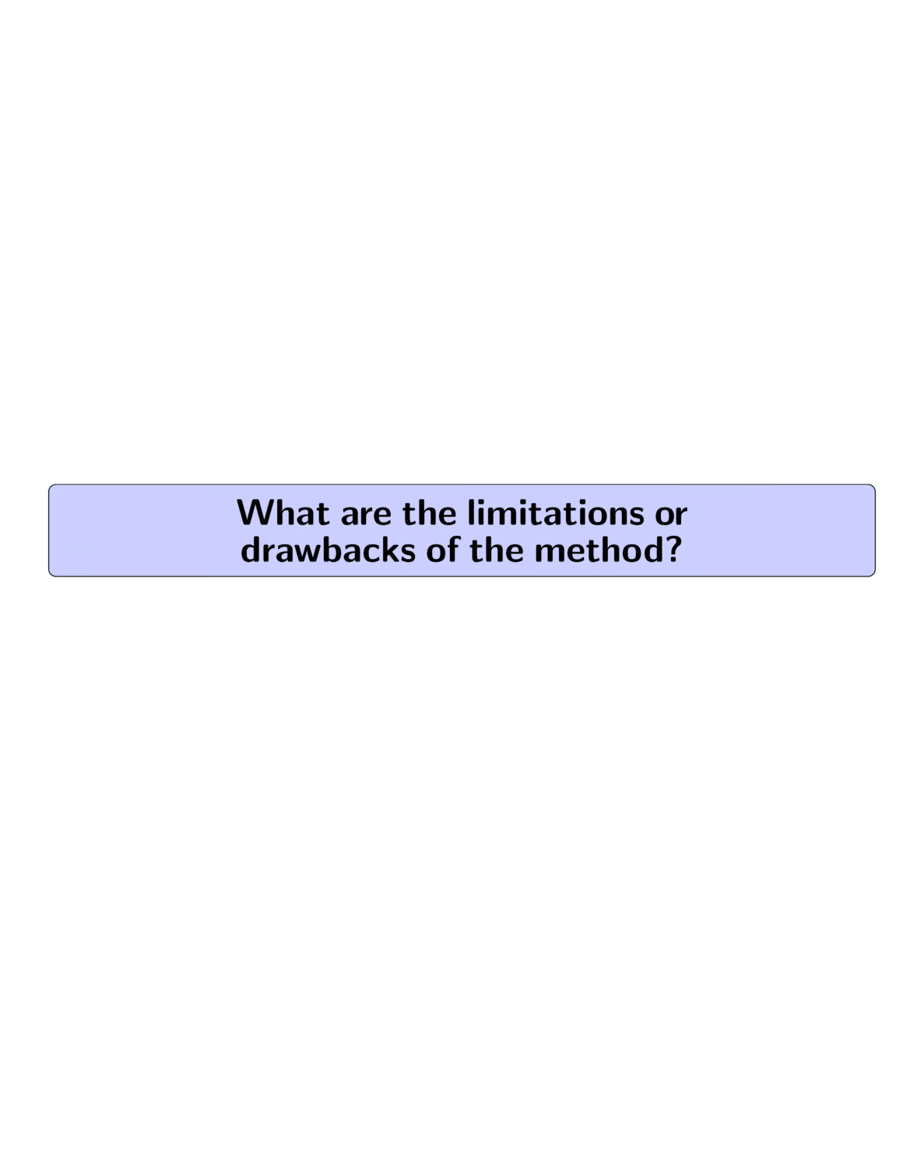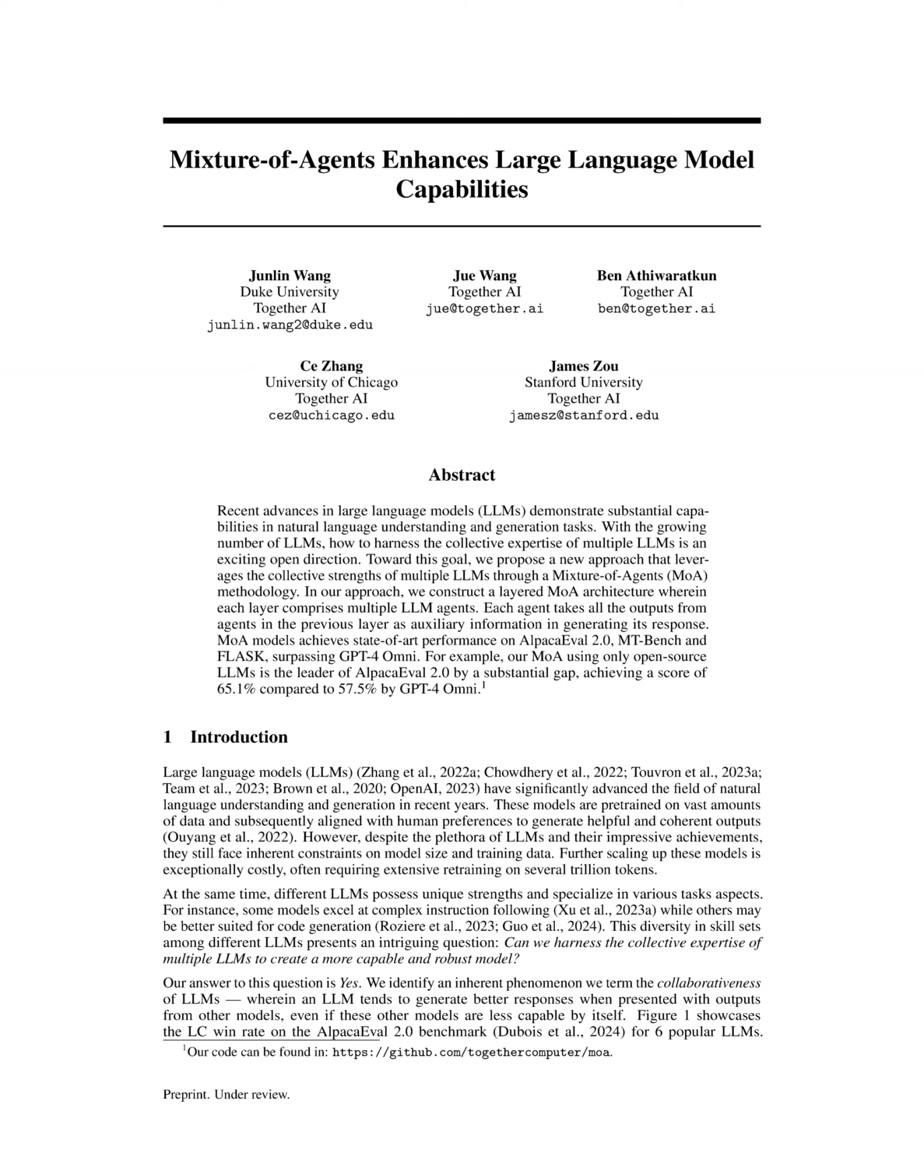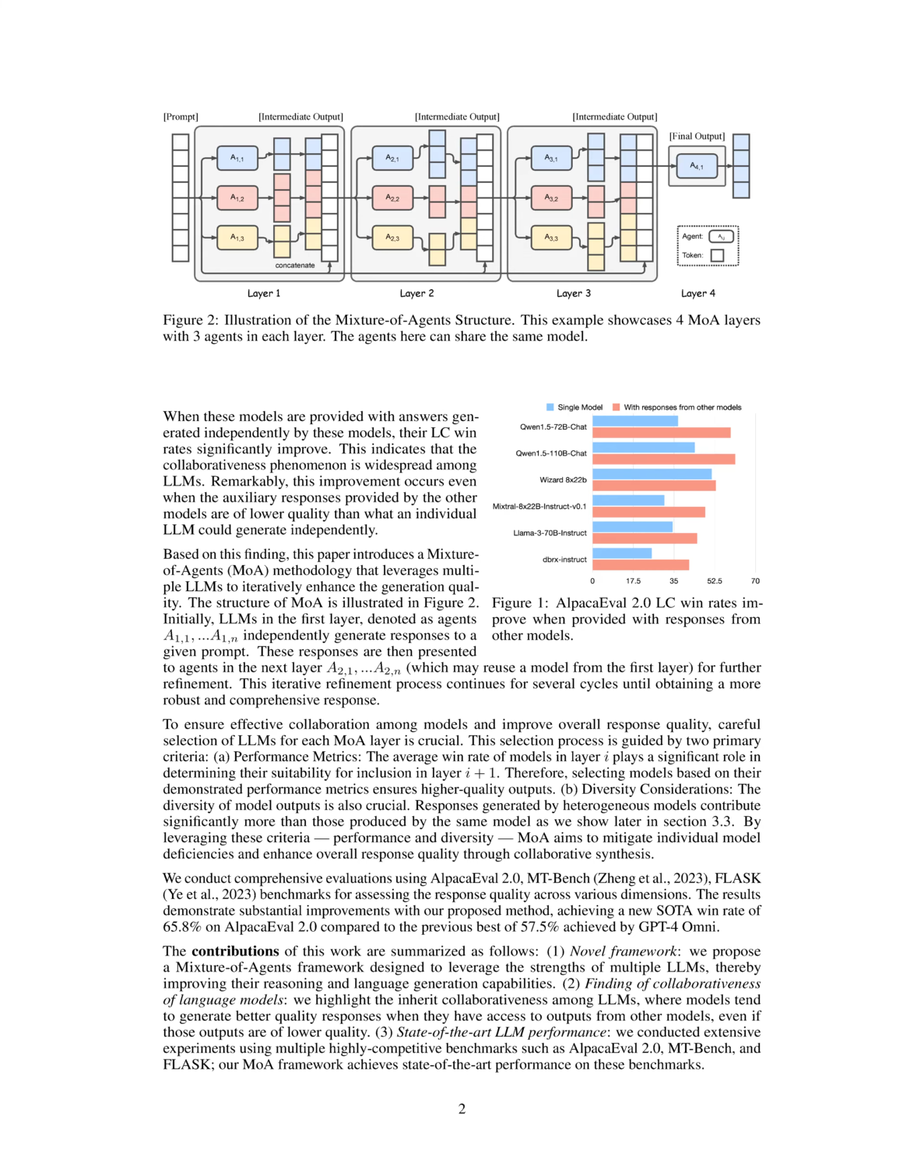What are the limitations or drawbacks of the method? The limitations or drawbacks of the mixture of agents (MOA) method include the need for careful selection of large language models (LLMs) for each MOA layer based on performance metrics and diversity considerations. This selection process can be complex and time-consuming as it requires evaluating the capabilities of each model and ensuring they complement each other effectively. Additionally, the iterative refinement process in MOA may lead to increased computational costs and longer training times, especially when multiple cycles are required to obtain a robust and comprehensive response.